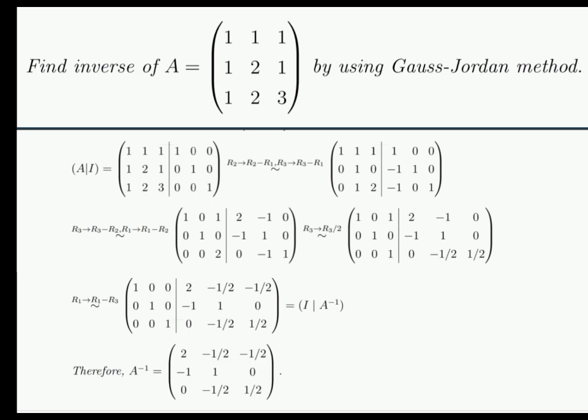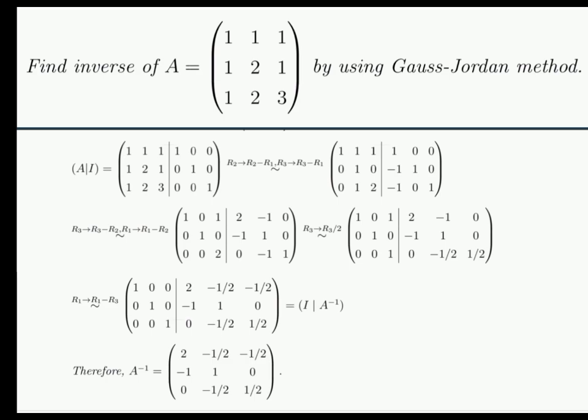For making A33 1, operation is R3 such that R3 divided by 2. For making third column element 0, operation is R1 such that R1 minus R3, that is 1 minus 1 becomes 0. Then the given matrix is converted into identity matrix. Then the same operations are applied to identity matrix. Then identity matrix is converted into inverse of given matrix. Then we get I A inverse form, that is we get inverse of given matrix.